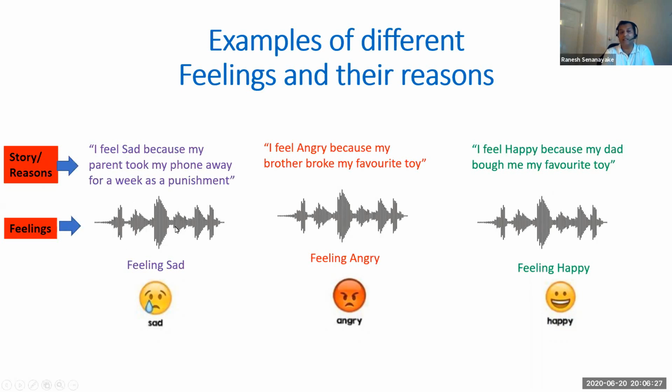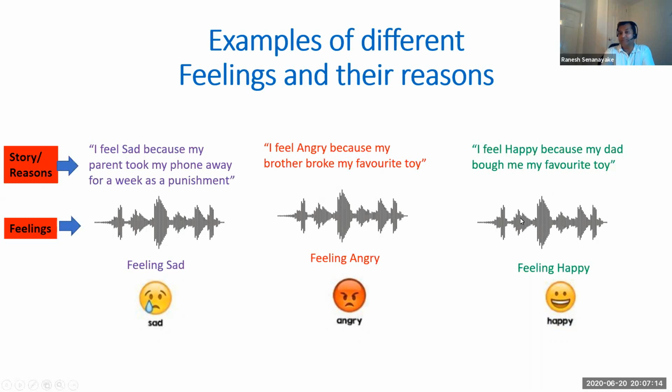When you feel something, we tell a story to ourselves in our mind, and the longer we tell the story, the longer we're going to feel whatever the feeling is. In the case of the angry feeling here, it says, I feel angry because my brother broke my favorite toy. Then you think around that, and the longer you think, the angrier you get, and the longer the feeling is going to last. In this example, I feel happy because my dad bought me my favorite toy, something you always wanted. When you got that gift, you feel happy.